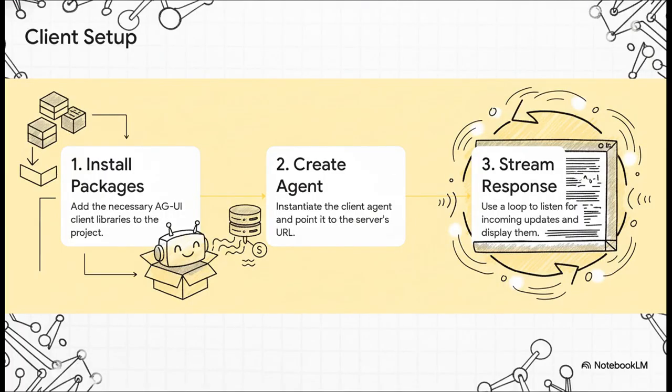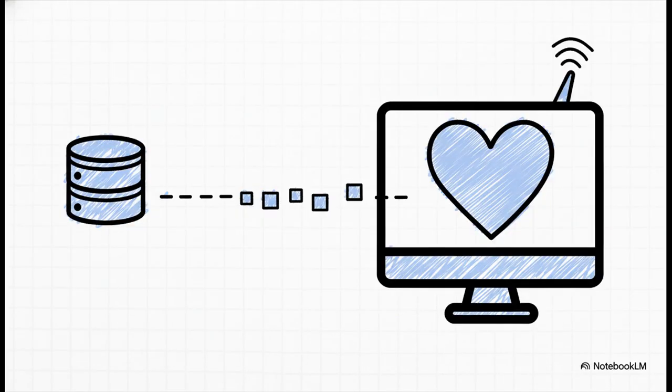And you're probably going to notice a pattern here, because the client-side setup is just as straightforward. First, you install the client libraries. Then, you create what's called a client agent and just tell it where the server is. You give it the URL. And finally, you write a simple loop that just sits there, listens for the incoming stream, and puts the text on the screen. Seriously, that's it. That's your front end. And this method, run streaming async, well, that's the heart and soul of the client. It's kind of like you're tuning into a live radio broadcast. It connects to the server, and then it just listens. It patiently waits for every new chunk of the response, and the second a word or even part of a word arrives, it grabs it and slaps it right onto your screen.